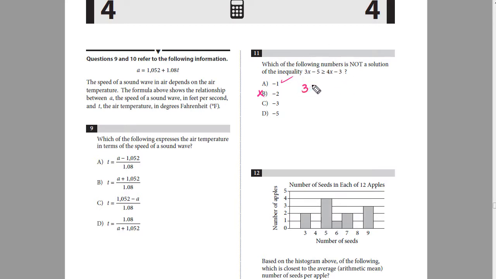So 3 times negative 3 minus 5. 3 times negative 3 is negative 9, minus 5 is negative 14. On the right side, I'll insert 4 times negative 3, minus 3. So 4 times negative 3 is negative 12, minus 3. That will become negative 15.